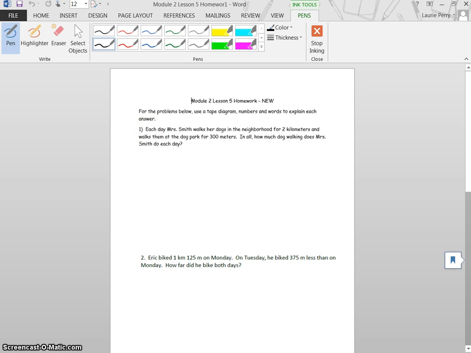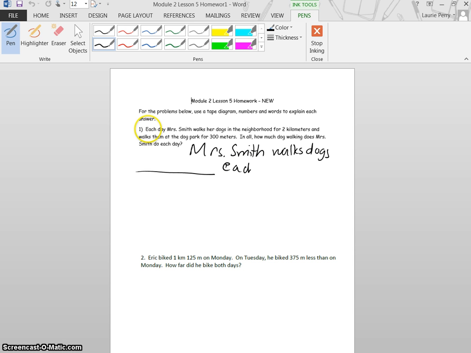Each day Mrs. Smith walks her dogs in the neighborhood for 2 kilometers and then walks them in the dog park for 300 meters. In all, how much dog walking does Mrs. Smith do each day? So we want to say Mrs. Smith walks her dog, blank, each day. And we want to work on converting any of the larger measurements to smaller measurements, since that's our goal. So we have 2 kilometers.